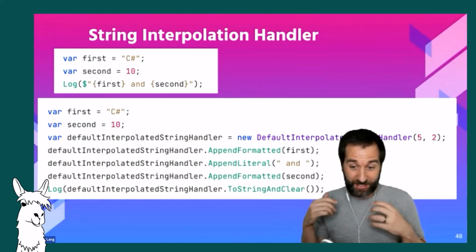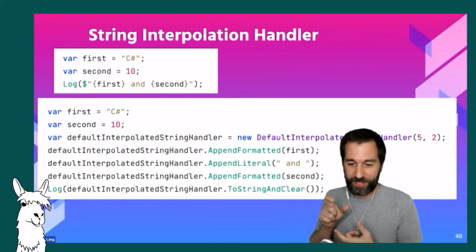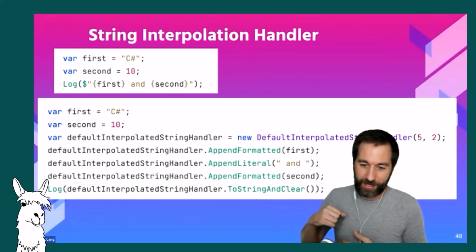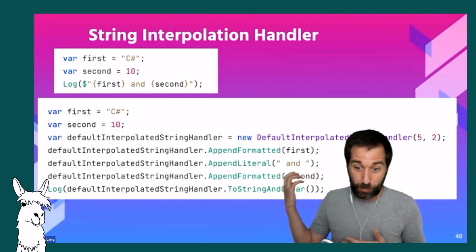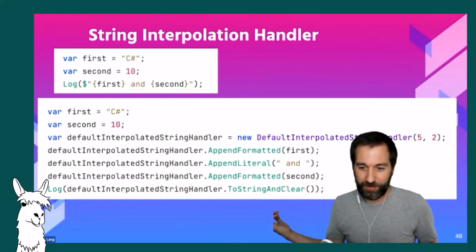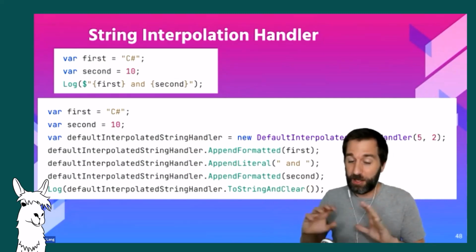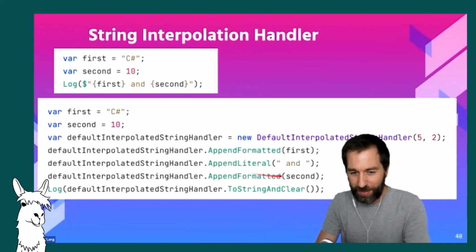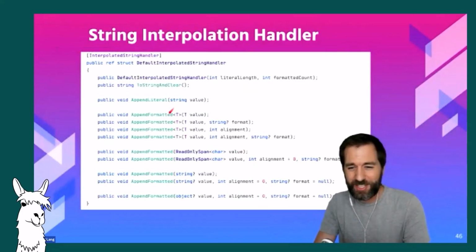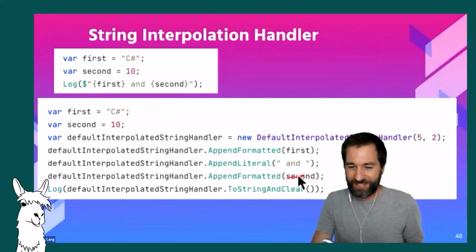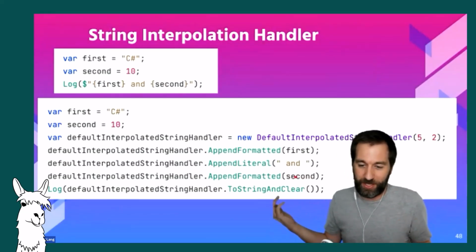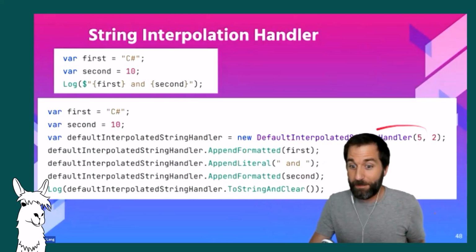The way it's actually implemented, it can have a span as a field because it's a ref struct, and that span is going to borrow an array from the array pool, and it's going to give it back when it's done. So it's highly performant, and more importantly here, on that append formatted method, if I go back 2 slides, you can see it's generic. So when we append second, which is an int, it's not going to cast it to object. It's not going to box it. So this is more performant.